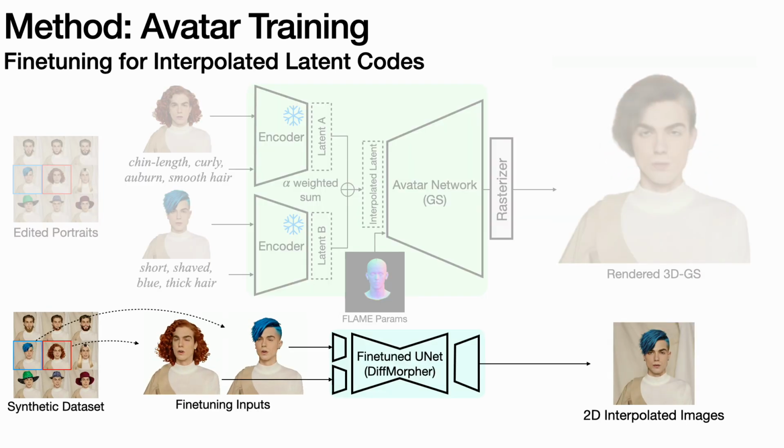In parallel, we generate 2D interpolated images to optimize the interpolated renderings using Diffmorpher. To achieve this, we select the same pair from the synthetic dataset and fine-tune a 2D diffusion model following Diffmorpher to create realistic and smooth 2D interpolated images. These 2D interpolated images are then used to optimize the interpolated renderings.